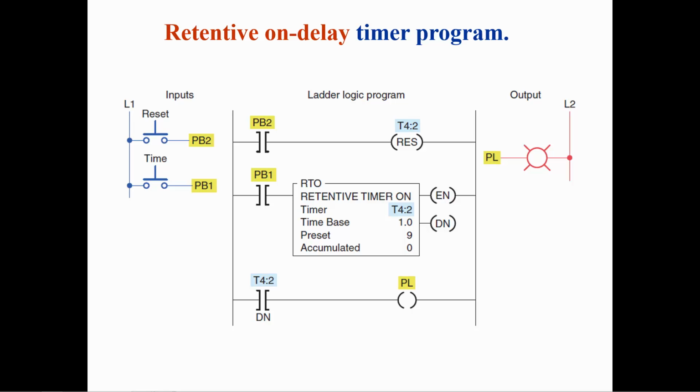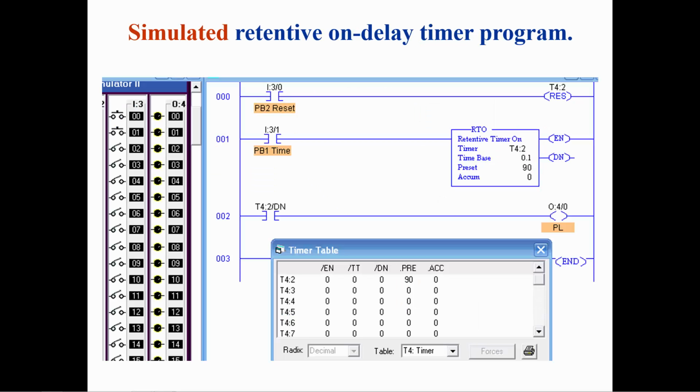Whenever PB2 is pushed, the accumulated value will be set to 0 and the DN bit will be set to a 0. When the PB1 push button is pushed, the accumulated value will increment 1 for each time base. When the accumulated value equals the preset, the timer will stop timing and the DN bit will be set to a 1. Pushing PB1 will cause the timer to time.